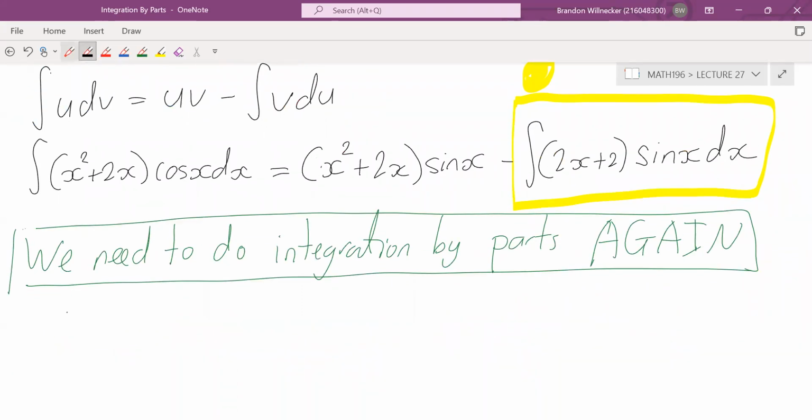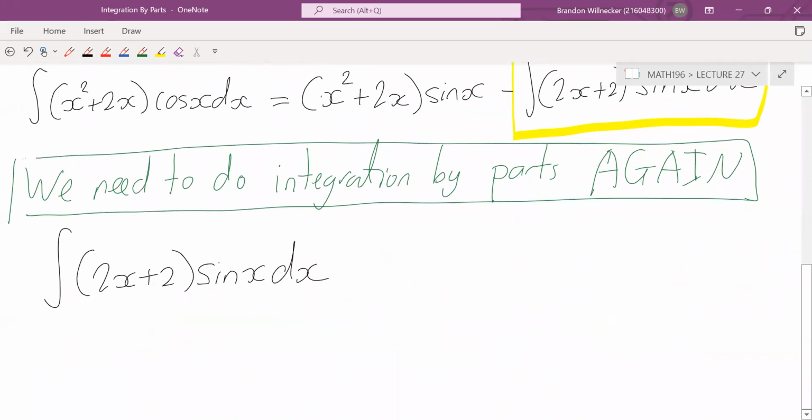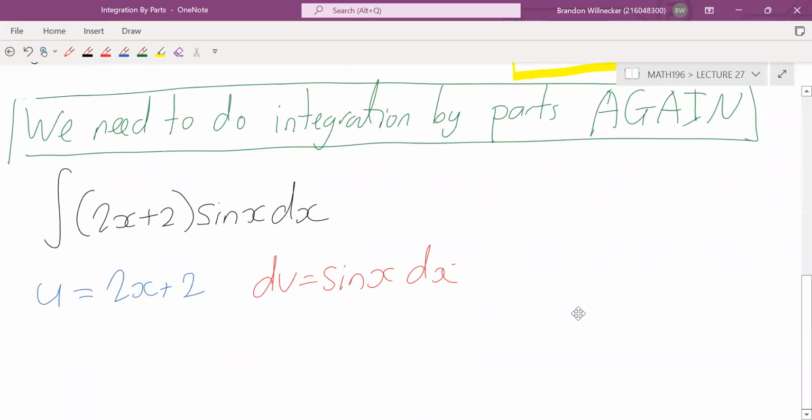So now we're trying to find the integral of (2x plus 2) sine x dx. Okay, so let's do integration by parts again on this term here. So like we did before, u is going to be the first term, dv is going to be the second part. Okay, we've got u and dv, but we need du and v. So we differentiate the first one. So that's going to give us du equals 2 dx. We integrate the second, and we get v is equal to the integral of sine, that's minus cosine.